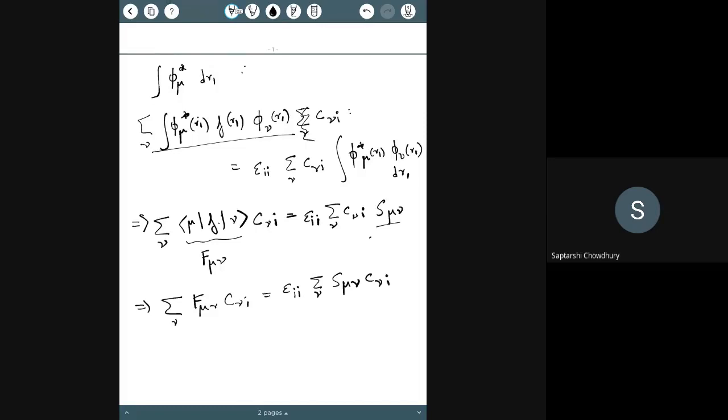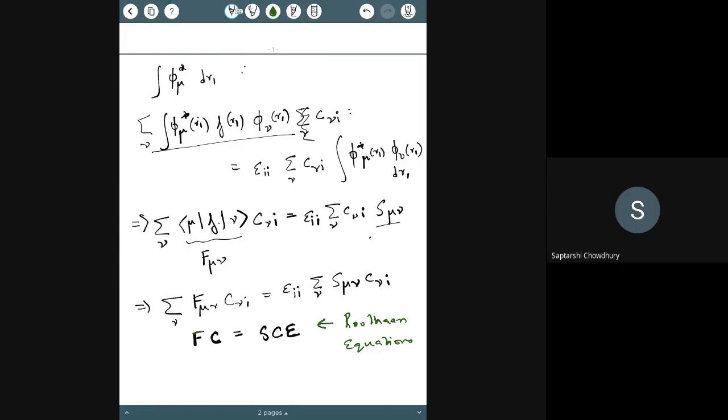So immediately you see this is a matrix equation. So in terms of matrices, I can write this simply as FC equal to SC epsilon. And this is what is called the Roothaan equation. So the idea of representing the solutions in a basis and then converting it to a matrix equation was done by Roothaan, and hence this is called the Roothaan equation.